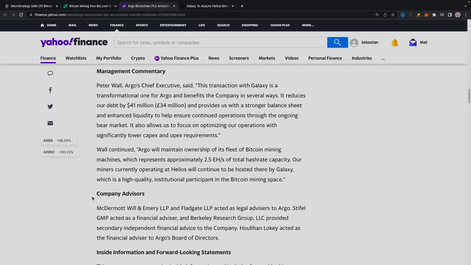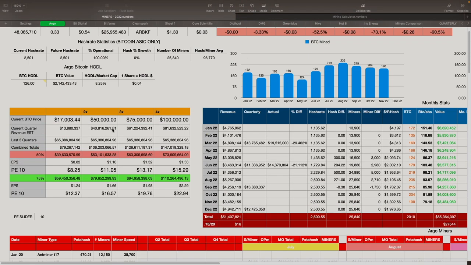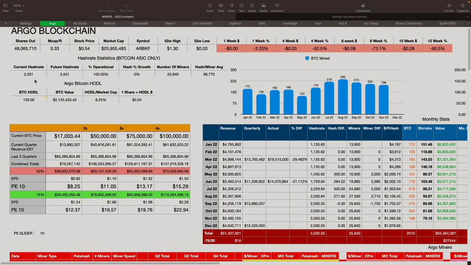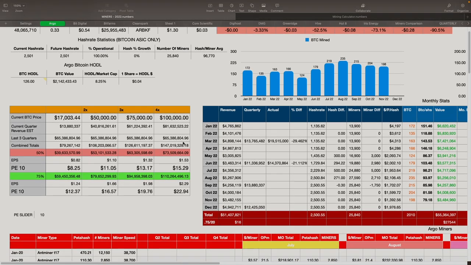And that is it. So let's take a look at Argo really quick as far as what they have in the pipeline here and what's going on with them. They currently are at 2.5 exahash right now is what I have them down. Their future hash rate is 2.5. So they are fully installed with everything that they are going to be having. And so that's good news there. They're going to be able to continue mining, which is fine. And they're going to pay down a lot of the debt that they have.